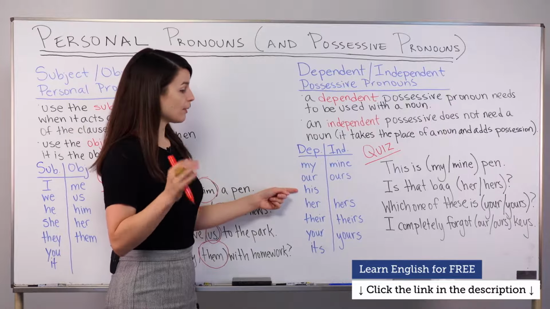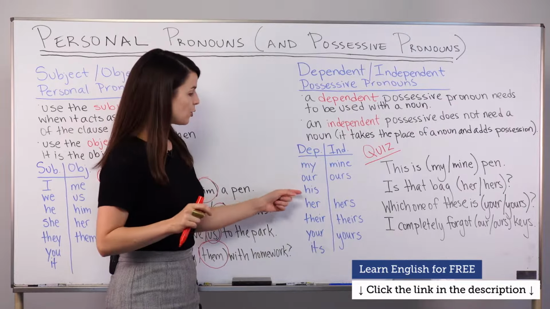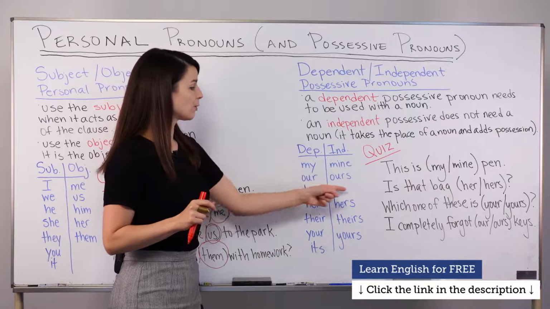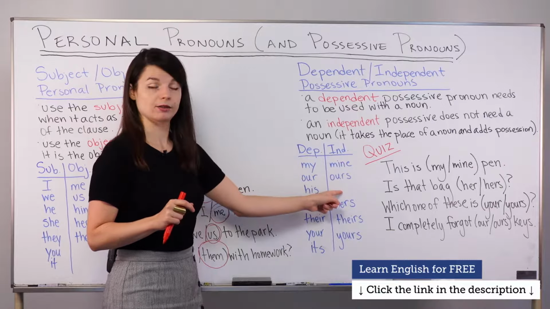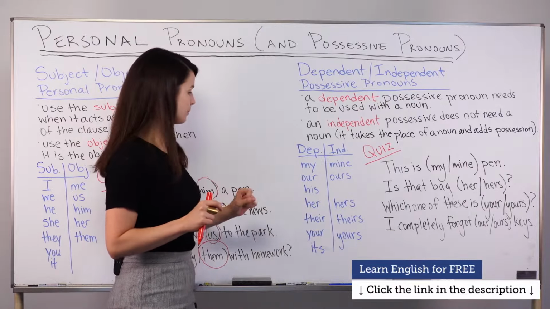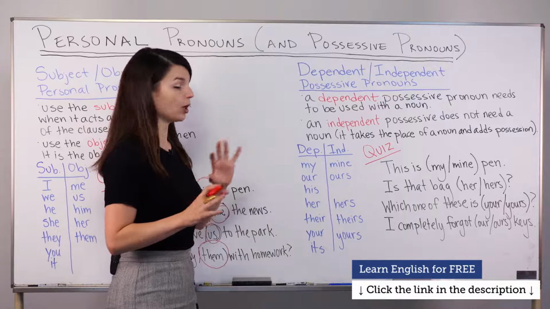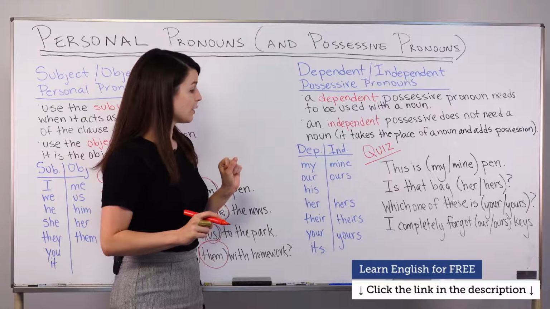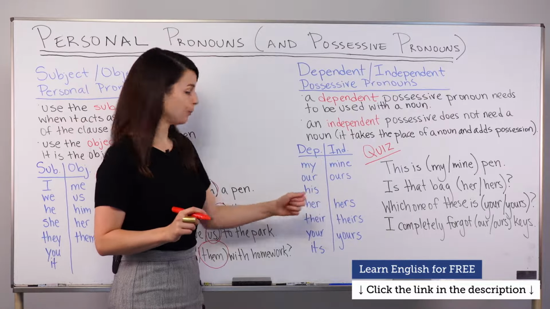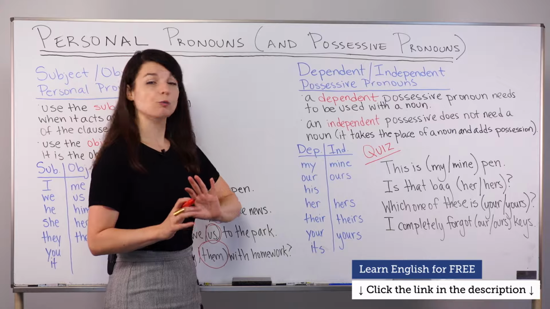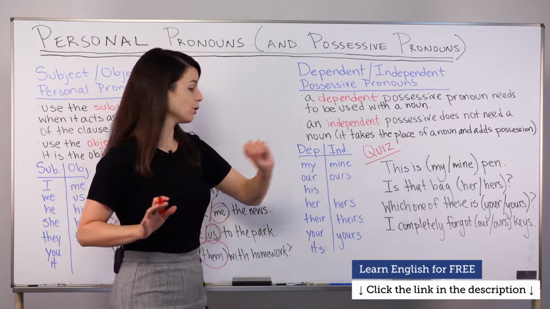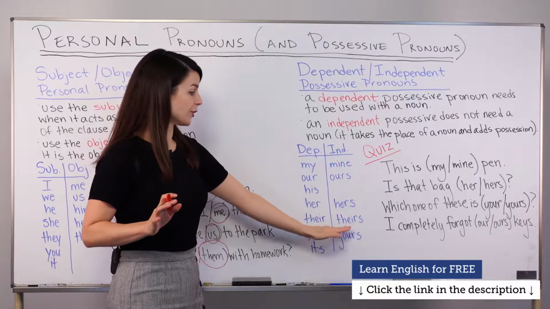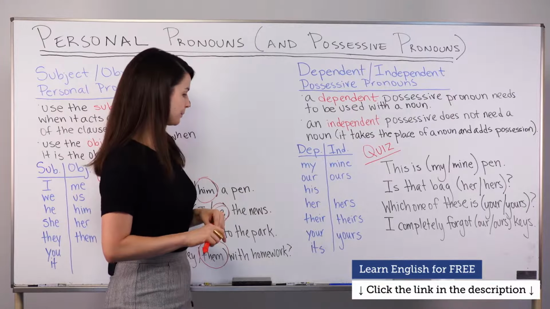If I want to talk about something belonging to a man, I can use his. You'll notice there's no independent one here. We use the same pronoun for dependent and independent, so there's no change in this case. If I want to talk about something belonging to a woman, I can use her for a dependent and hers for the independent pronoun. For something belonging to a group of people I'm not connected to, I can say their for a dependent pronoun and theirs for the independent pronoun.